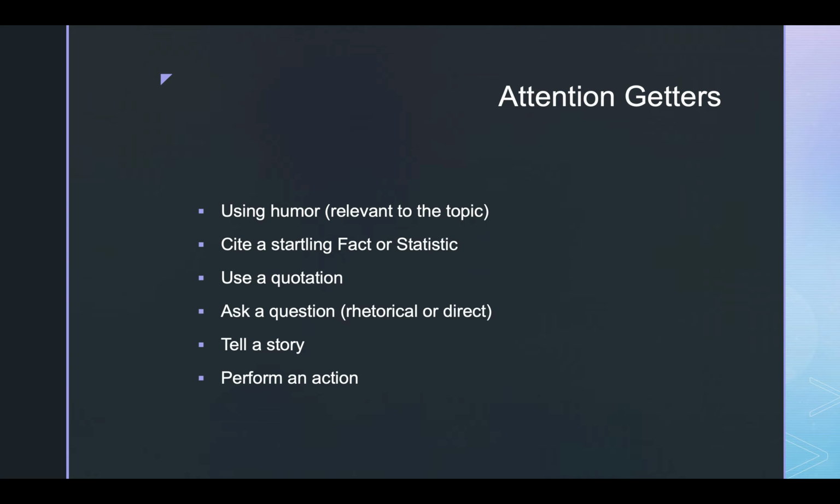Say you're doing a speech about how we use our eyes when it comes to hand-eye coordination. And so you start your speech by juggling. That would be a way to perform an action that gets our attention and is still relevant to the speech.